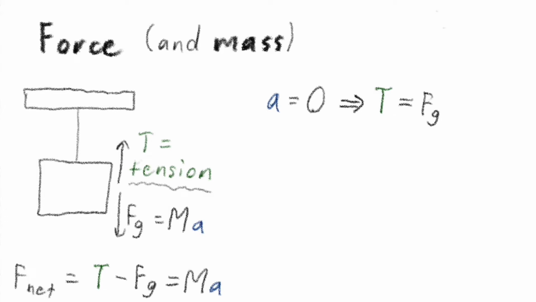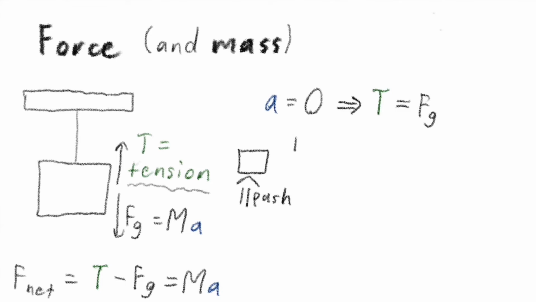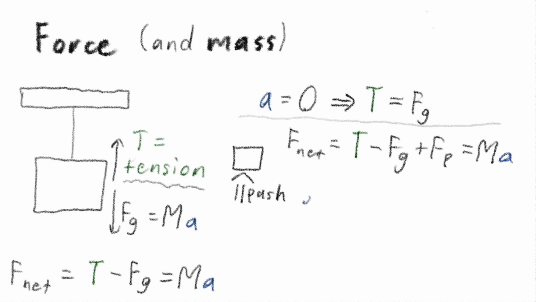Second, suppose a person comes along and pushes up on the block, but not enough to actually move it. In terms of our equation, that means an F sub p for person term will get added in here. If a is still 0, when you do the algebra here, you'll see that the tension is now F sub g minus F sub p, or less than before. As you'd expect, tension does decrease.